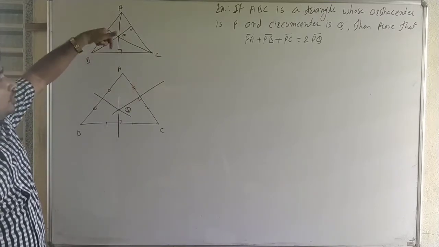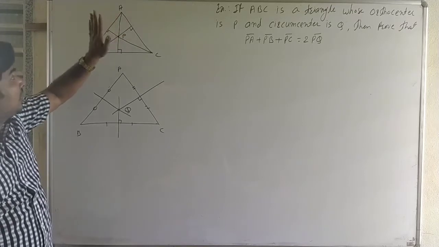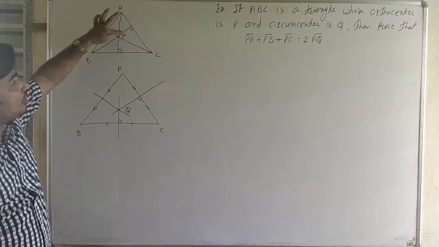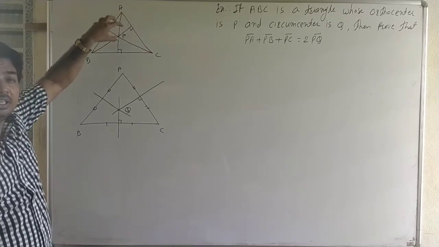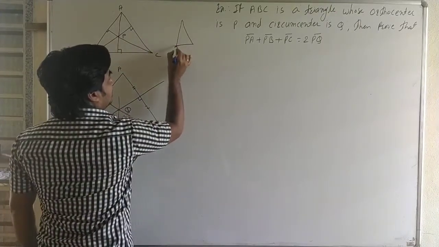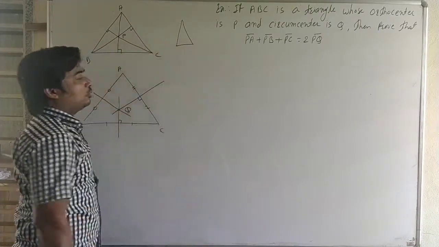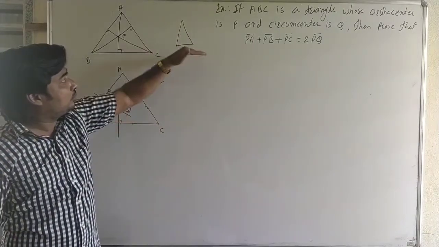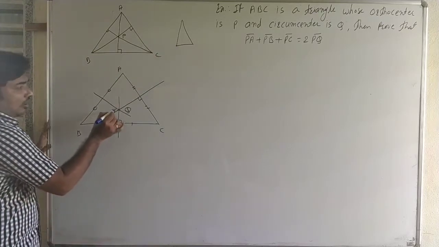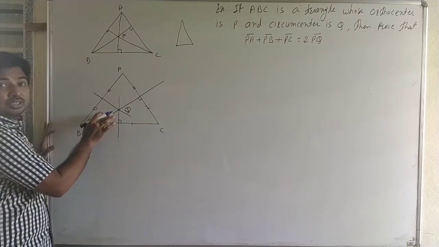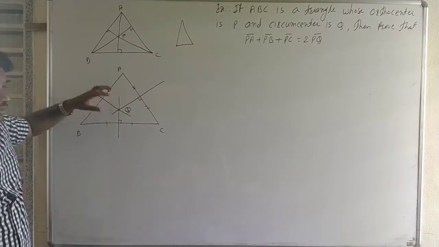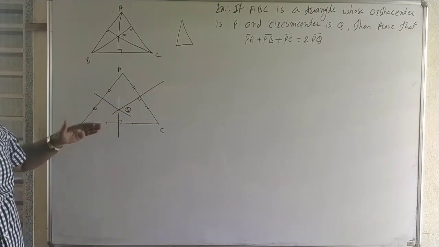Orthocenter is the point of concurrence of the altitudes of the triangle. So it is the orthocenter of the triangle. It is inside the triangle. If the triangle is right angled, then the orthocenter is the point of concurrence of the two perpendicular sides. Okay, but the circumcenter of the triangle may be inside or outside the triangle. If the triangle is obtuse, then the circumcenter is outside the triangle.